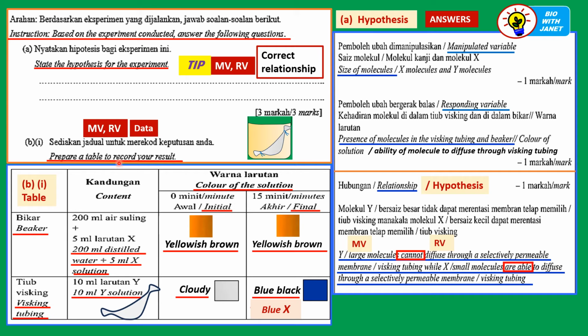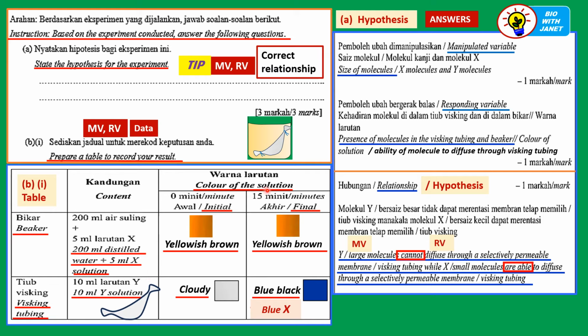Next is the table. We have to draw a table to record the result. So your table should have the sub MV, sub RV, and the results, which is the data. Firstly, the location: the solution in the beaker, and then the suspension in the whisking tubing. For content, the beaker contains 200 ml distilled water plus 5 ml of solution X. In the whisking tubing, there's 10 ml of suspension Y. Suspension is not actually a solution, but the question here refers to it as solution Y.